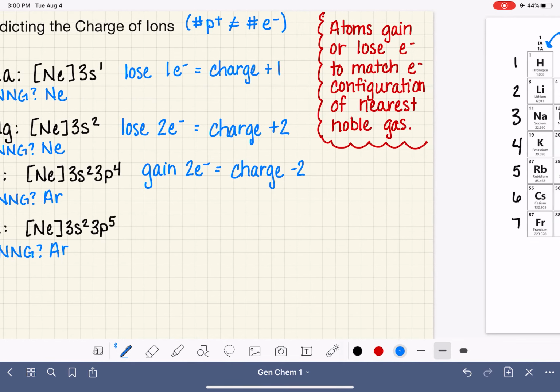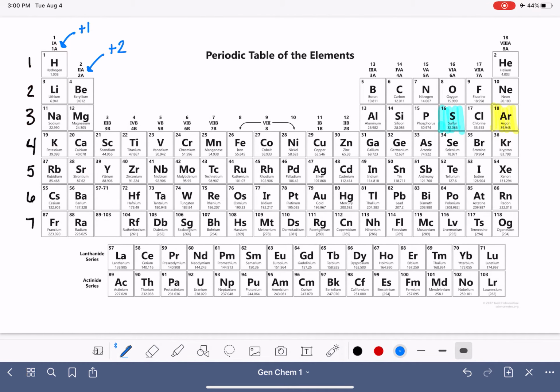Back to the periodic table, we can make the same type of generalization for all of the atoms in this column. All of the atoms in this column are 2 blocks away from their nearest noble gas, and so all of these atoms are going to form a -2 charged ion.